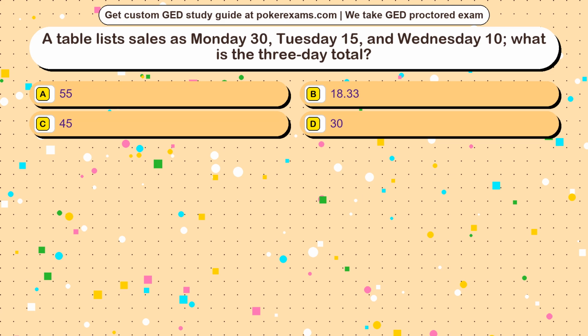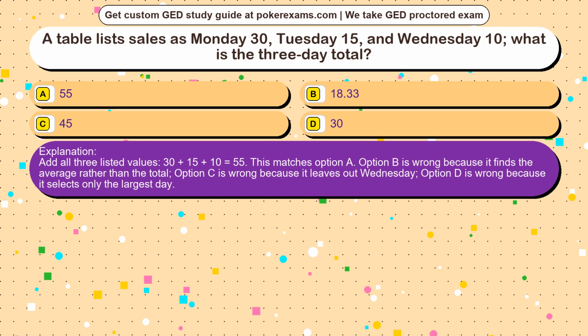The correct answer is option A. Add all 3 listed values. 30 plus 15 plus 10 equals 55. This matches option A. Option B is wrong because it finds the average rather than the total. Option C is wrong because it leaves out Wednesday. Option D is wrong because it selects only the largest day.